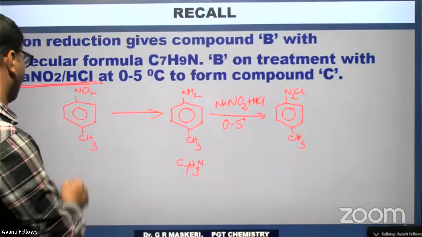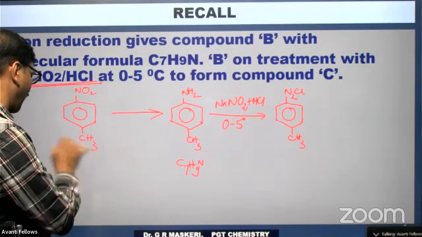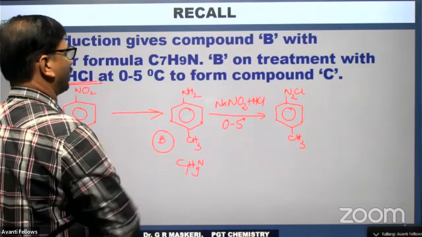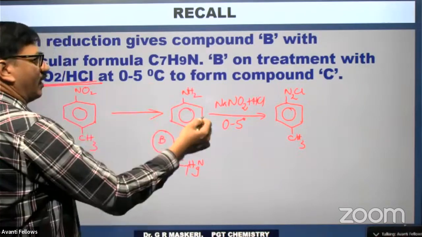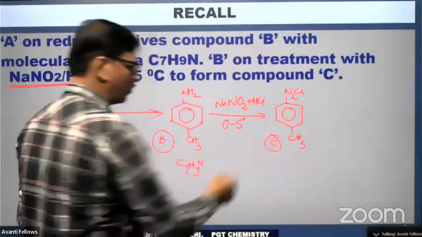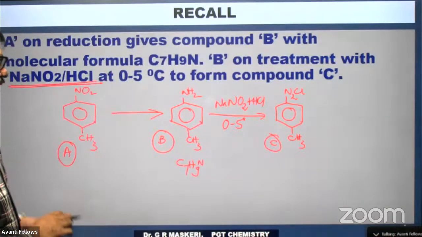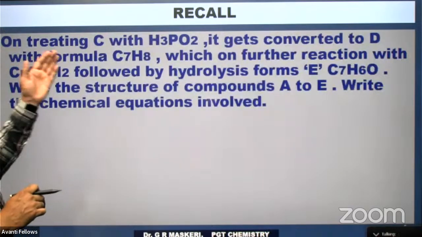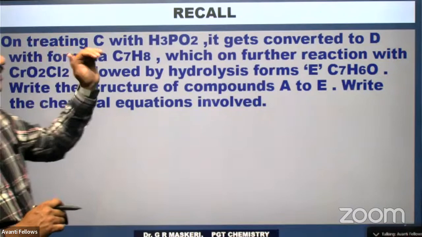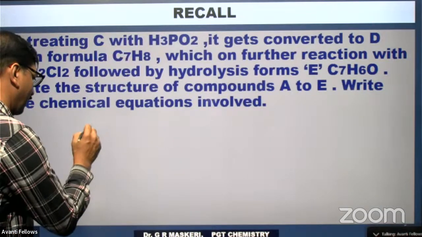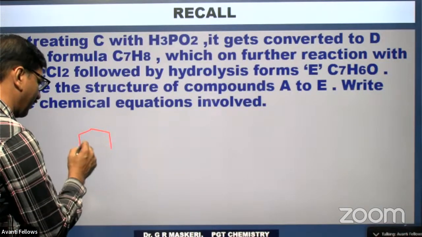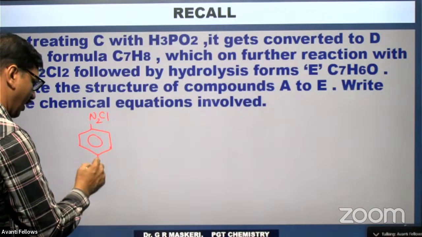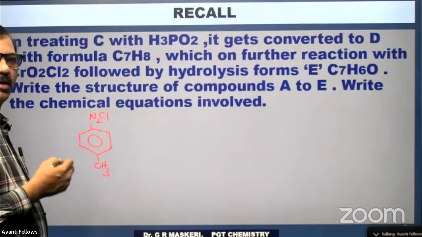So what we have found out? We have found out the molecular formula of A, structural formula of A and structural formula of B, and B on treatment forms compound C. A, B, C, right? So now another phrase, on treating C with H3PO2. Let us again write what is C. I will write here. So this is diazonium chloride, N2Cl and CH3, right?